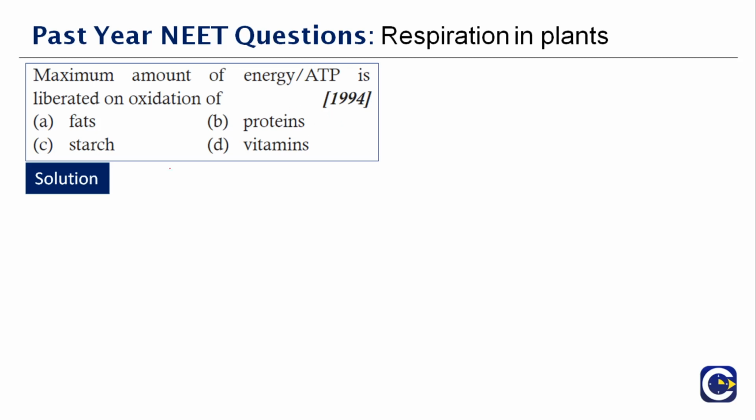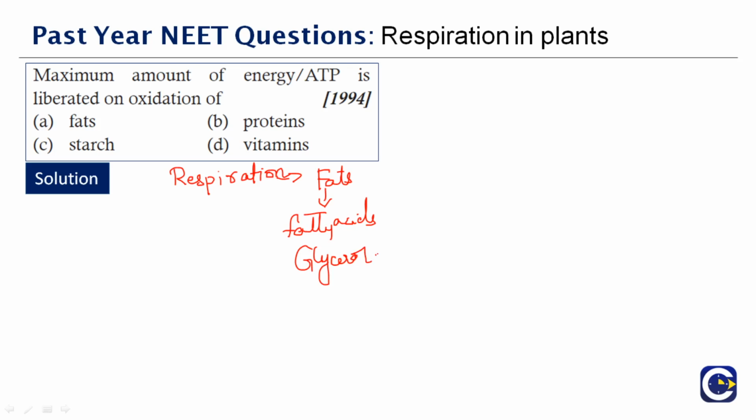As I already said, in the process of respiration, the very important metabolic pathway involves fats, where fats get converted into fatty acids and glycerol, right? We saw this. These fatty acids and glycerol, when used during the metabolic pathway, help in the conversion and thereby release ATP. Therefore, the correct answer is fats. Fats are used as respiratory substrates by a number of organisms because they contain more energy than carbohydrates.